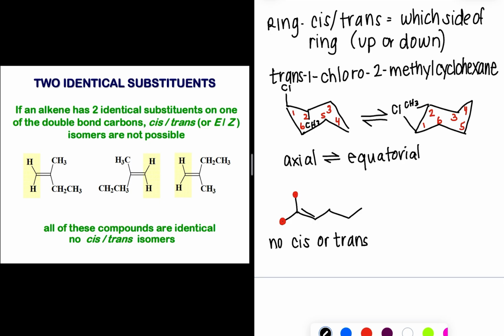That's because there's nothing for me to compare. I would be looking at the position of the left atoms relative to that blue one, but they're the same, so it doesn't matter. So if you have 2 of the same groups on either side of the double bond, there's no cis or trans.